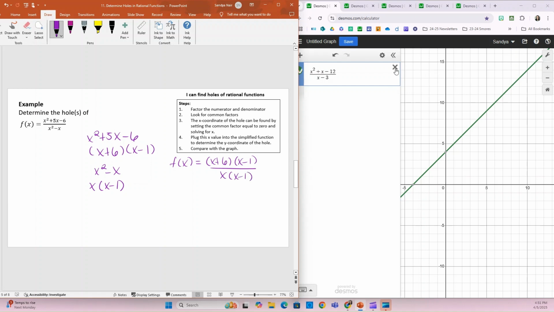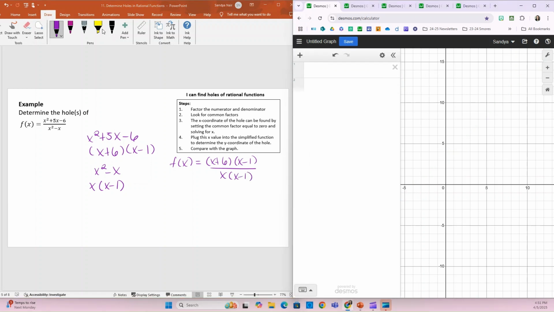So if we look at this expression now, you can see that the common factor in the numerator and denominator is going to be that x minus 1. So what I'm going to do is start off by setting that x minus 1 equal to 0 and then solving for x. That's going to give me x equals 1. So that's the x coordinate of the hole.